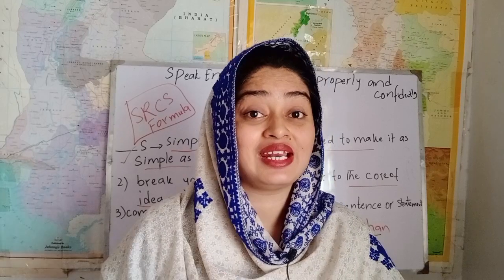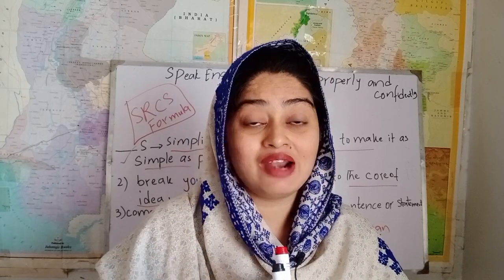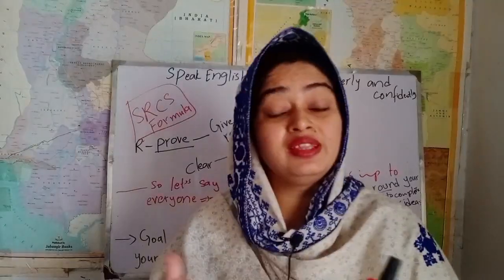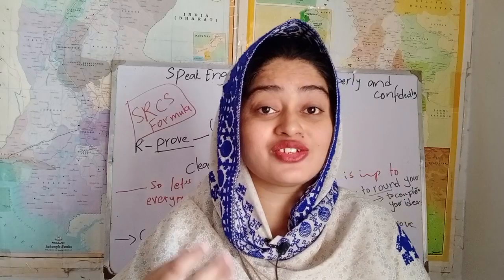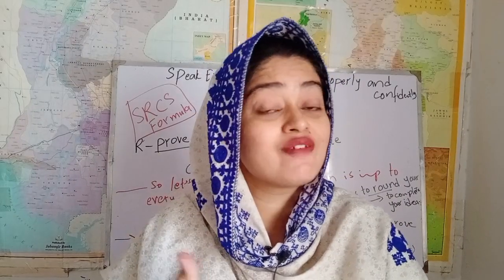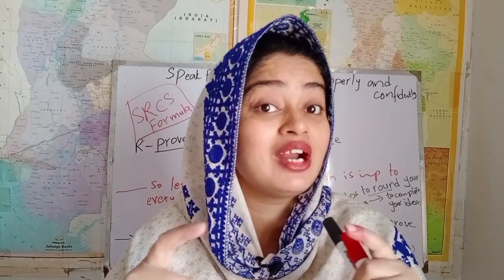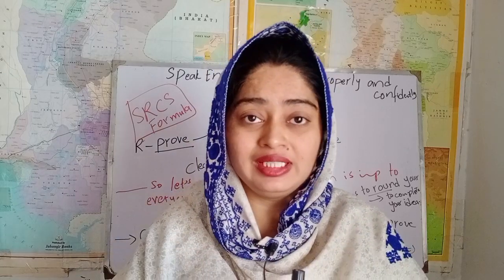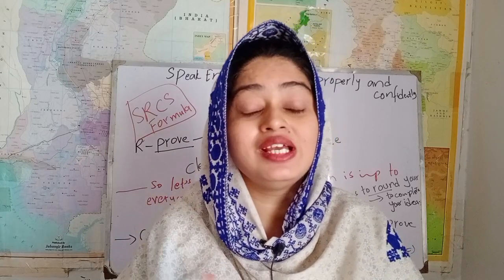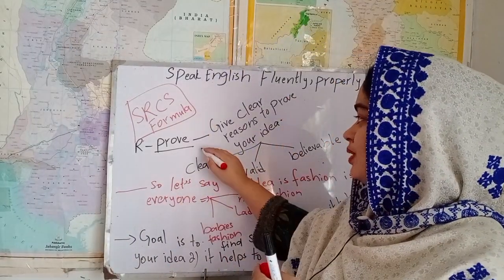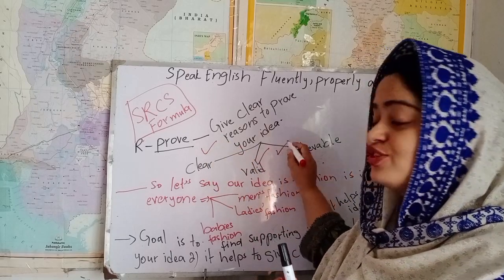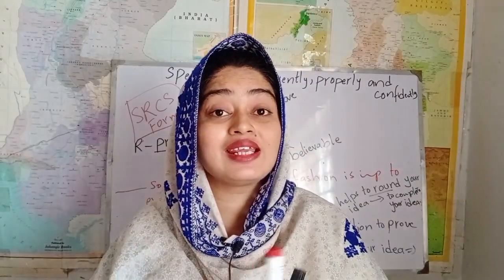Now comes the second step and what we have to follow and what are our goals. In the second step of this formula, the second letter stands for to prove. Now you have simplified your idea in simple words. The next thing you have to do is to prove your idea so that it is clear, valid, believable, so that the listener can believe that it is a true idea, it is a clear idea.